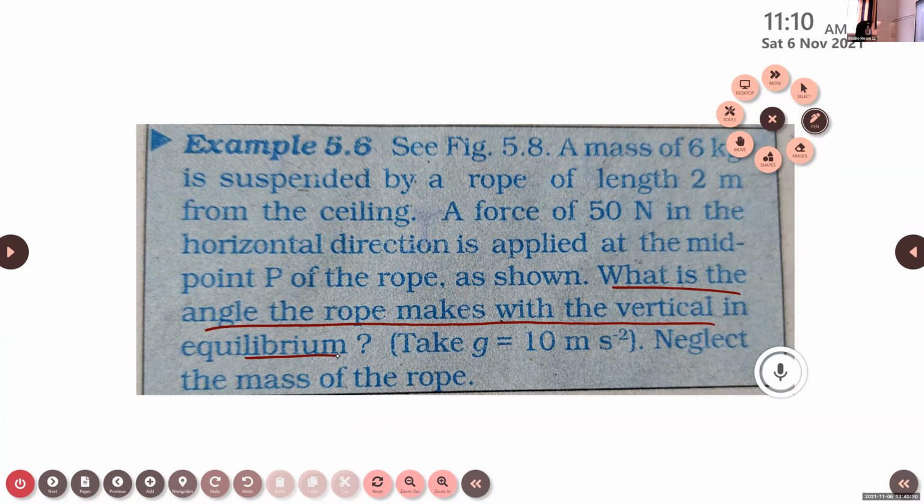A mass of 6 kilogram is suspended by a rope of length 2 meter from the ceiling. A force of 50 Newton in the horizontal direction is applied at the midpoint of the rope as shown. Then what is the angle the rope makes with the vertical in equilibrium?